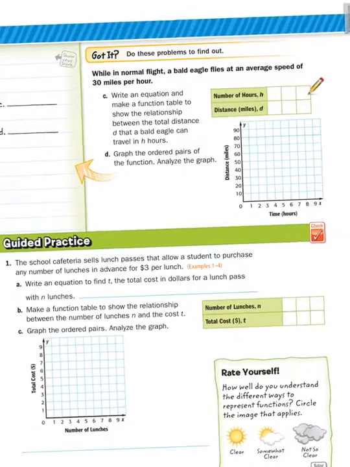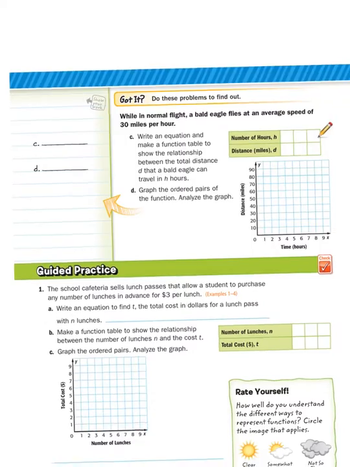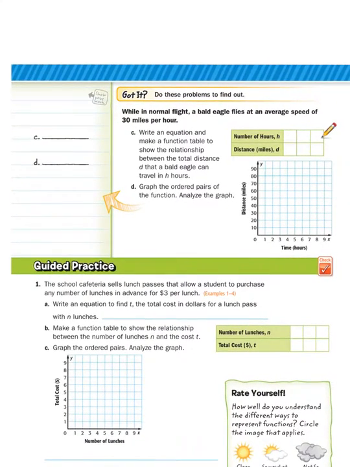So you're going to be working on C and D. Now I am going to give you a hint for C. So let's go through and read this, and we'll highlight what is important. It says, while in normal flight, a bald eagle flies at an average speed of 30 miles per hour. Now, when I read C, it says, write an equation and make a function table to show the relationship between the total distance d that a bald eagle can travel in h hours. Now, it says to write an equation and make the function table, but here's what you really want to do. You want to start by making your function table, because once you have the function table, it is much easier to get your equation.